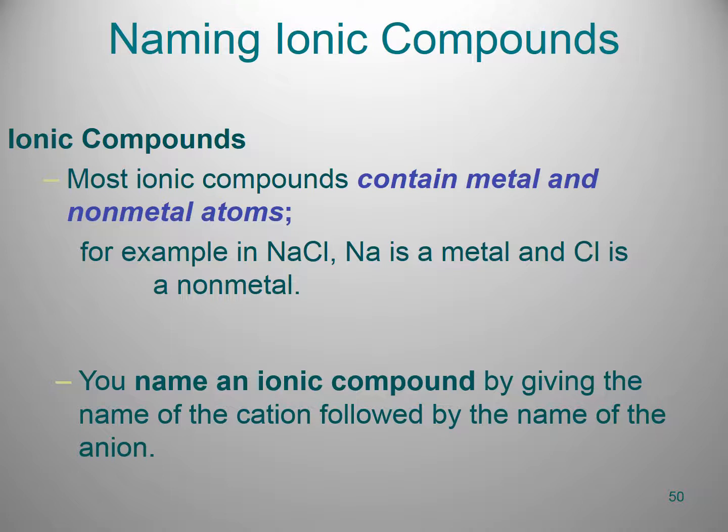So the way that we name ionic compounds is really just taking the name of the cation followed by the name of the anion. Well, we haven't figured out how to name those yet, but I'll show you that in just a second. So to name an ionic compound is basically the name of the cation followed by the name of the anion.